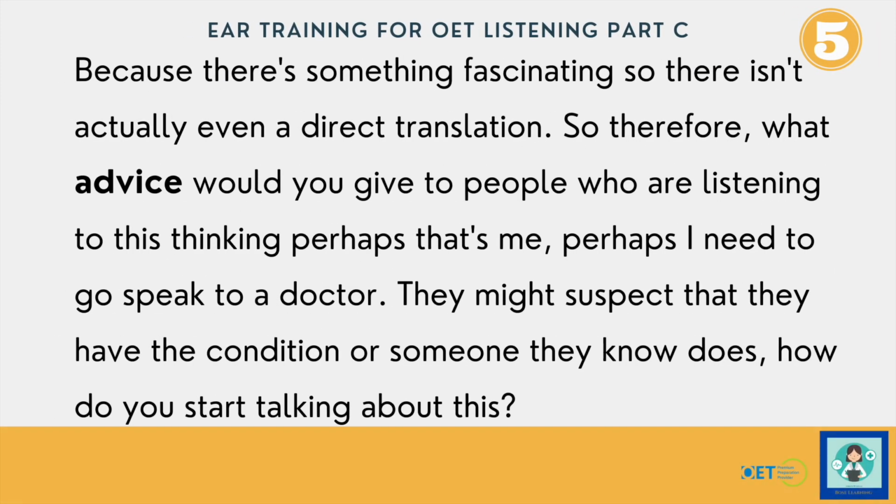So there isn't actually even a direct translation. So therefore, what advice would you give to people who are listening to this, thinking perhaps that's me, perhaps I need to go speak to a doctor? They might suspect that they have the condition or someone they know does. How do you start talking about this?